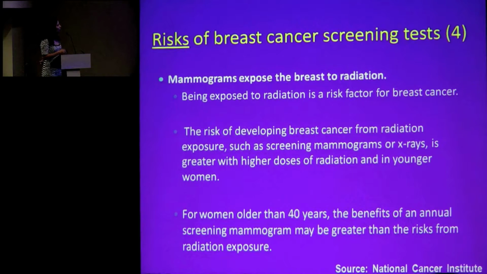In terms of other risks, mammograms expose the breast tissue to radiation, and we know that radiation is a risk factor for breast cancer. The risk of developing breast cancer from radiation exposure, such as screening mammograms or x-rays, is greater with higher doses of radiation and in younger women also. For women older than 40 years, the benefits of an annual screening mammogram may be greater than the risk of radiation exposure, so that is why we still recommend this type of screening, despite the radiation, but we have to be careful also and recognize that kind of risk.